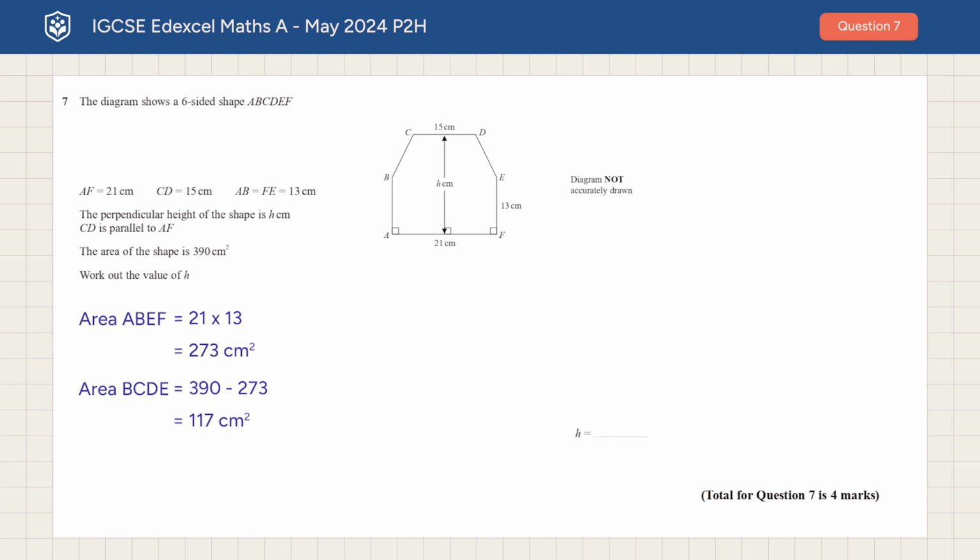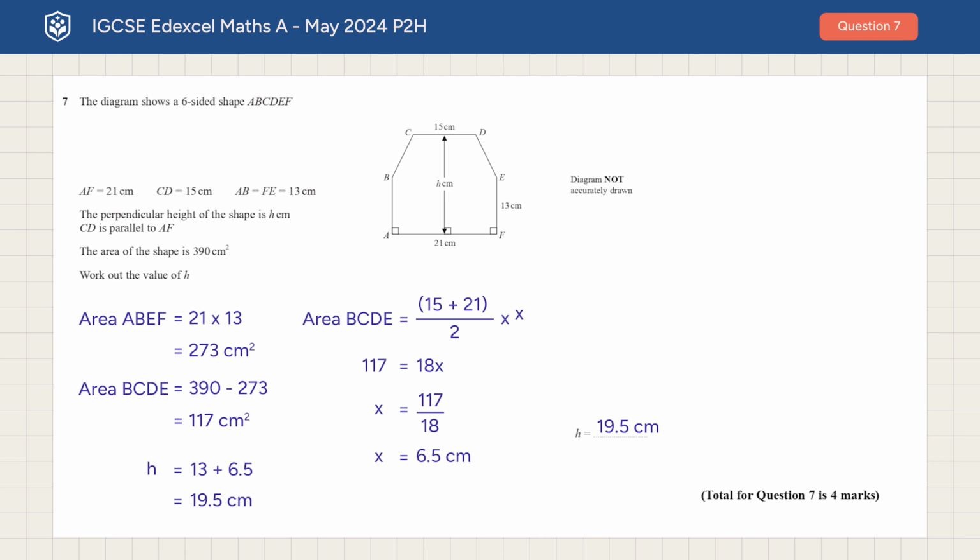The formula for the area of a trapezium is the sum of the parallel sides divided by 2 times the height. Our parallel sides are 15 and 21. 15 plus 21 is 36. 36 divided by 2 is 18. So our equation is 117 equals 18 times x. Dividing 117 by 18, we find that x equals 6.5 centimeters. Finally, the total height h of the shape is the height of the rectangle plus the height of the trapezium. That is 13 plus 6.5. So the value of h is 19.5.